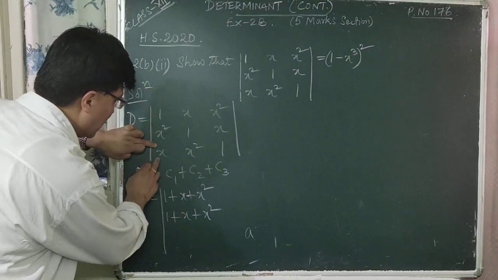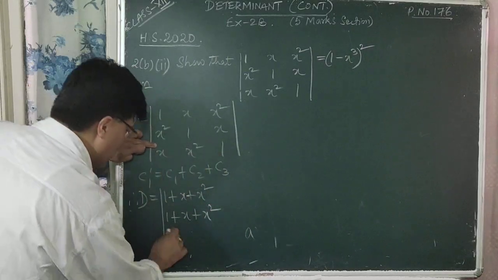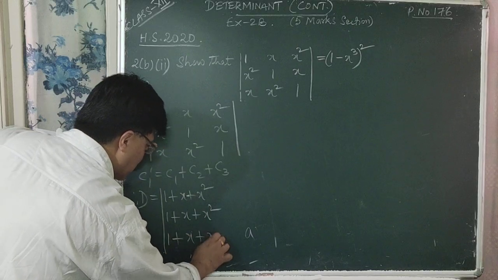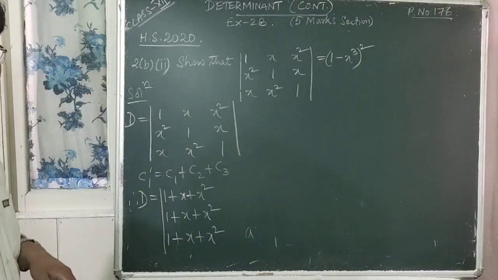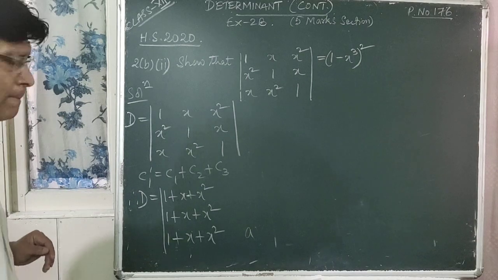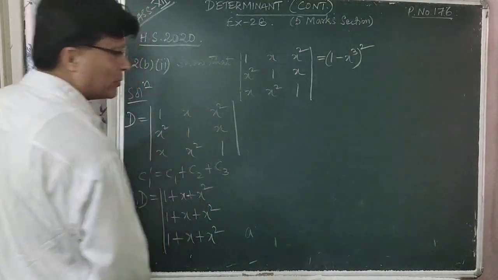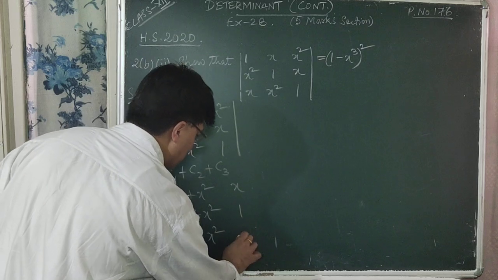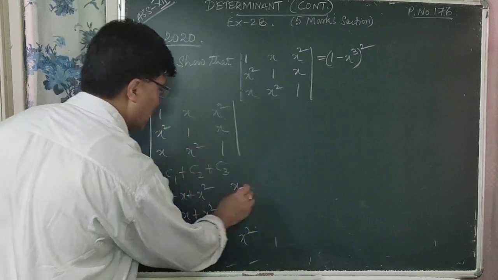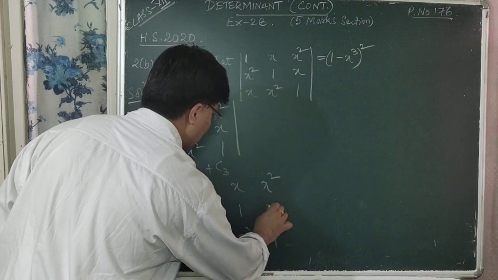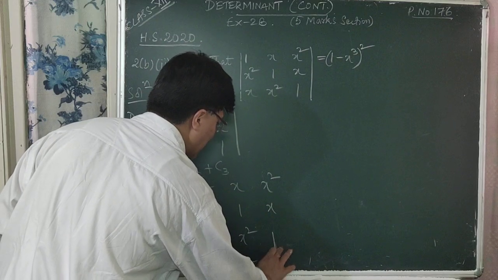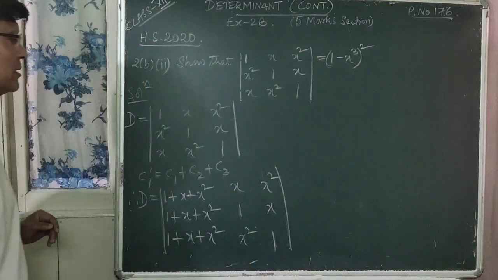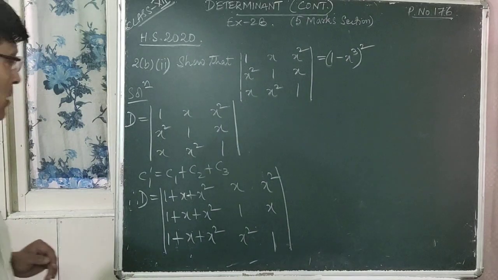Next one is x square 1. If we add them, what do we get? 1 plus x square. This is the first column, new first column, right? Now second column and third column remain same. x 1 x square, third column x square x 1. That means they remain same here, right?